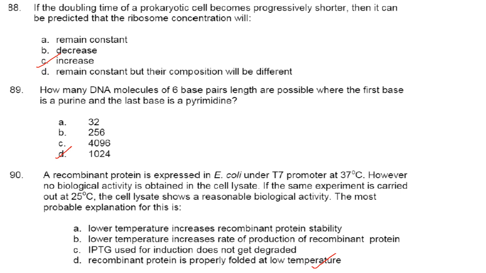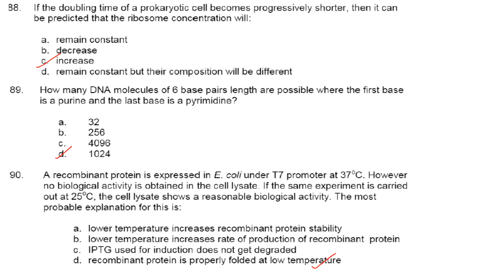Then next one. A recombinant protein is expressed in E. coli under T7 promoter at 37 degrees Celsius. However, no biological activity is obtained in the cell lysate. If the same experiment is carried out at 25 degrees Celsius, the cell lysate shows a reasonable biological activity. The most probable explanation for this is: the recombinant protein is expressed in E. coli under a T7 promoter at 37 degrees Celsius, and at that temperature it didn't show any biological activity. But when the experiment was carried out at 25 degrees Celsius, the cell lysate shows biological activity.